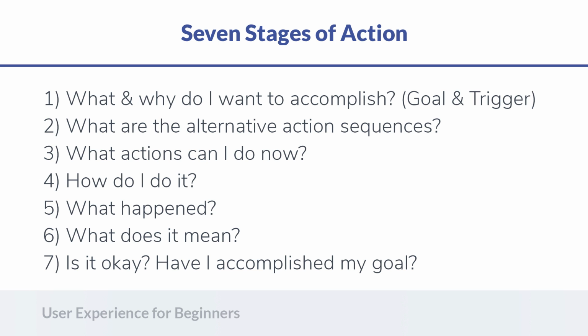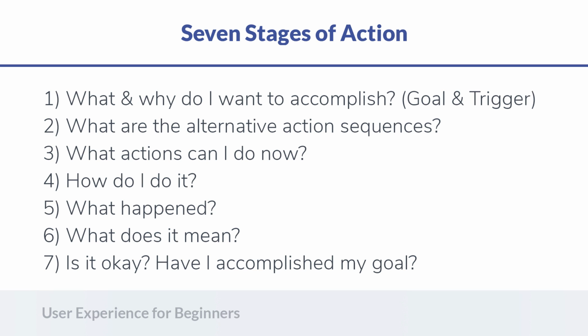Then you will think, what actions can I do now? Can I press this button? Is it activated or is it disabled? Then the next step is how do I do it? How am I going to click on this button, using my keyboard or using my mouse or tapping on it? Then the next step is feedback. What happened? The app needs to tell you what happened when you clicked or when you did this action.